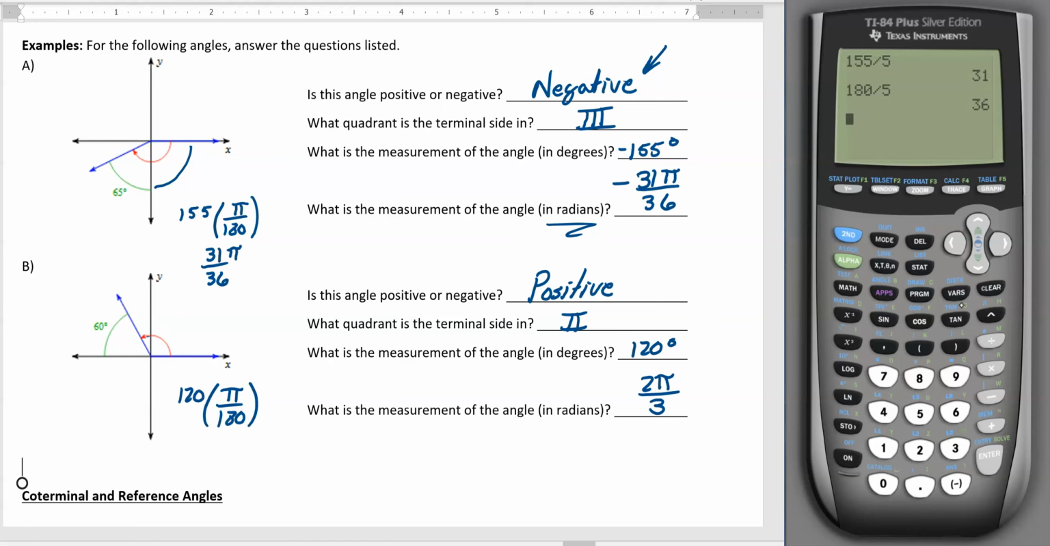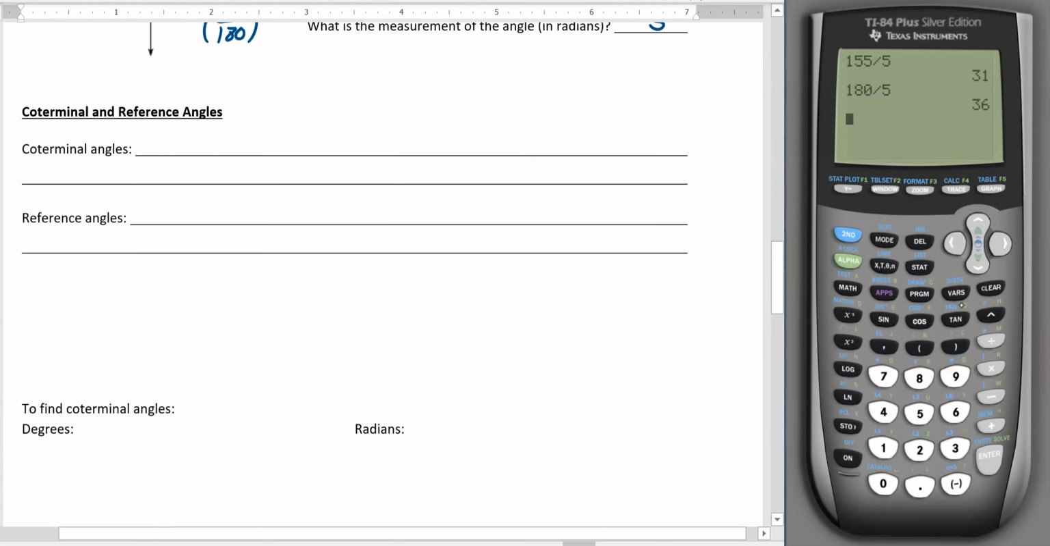Very good. So there's another way that we might see it. Instead of giving the exact measurement, they're giving us the reference angle here, or they're giving us the continuation of what we don't see. So this is 90, 65, and we can build from there. So let's talk about coterminal and reference angles.